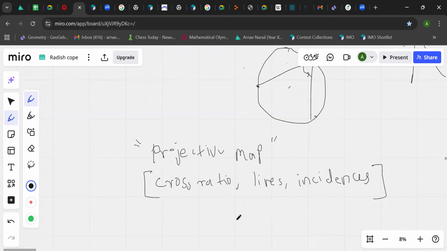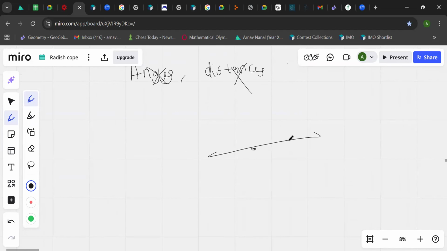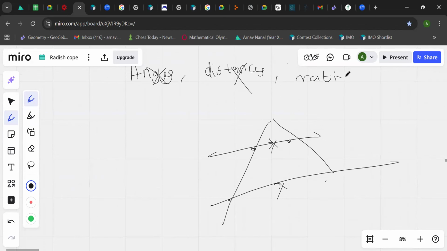Angles are not preserved. What else is not preserved? Distances are not preserved. You can just see it directly, right? If I have something like this, surely this is not equal to this, clearly. Similarly, ratios in general are not preserved.